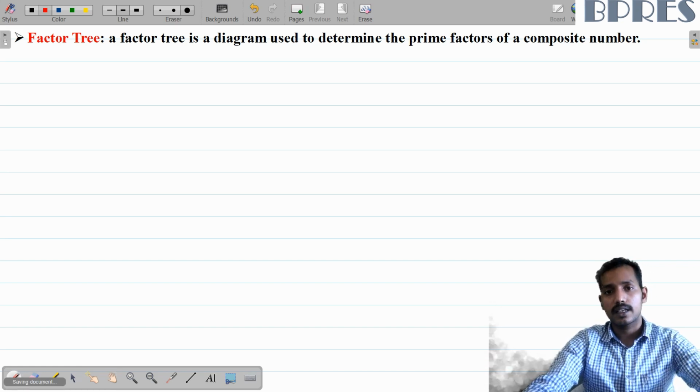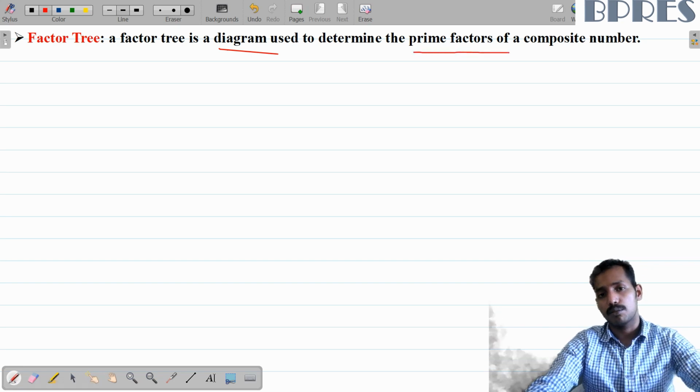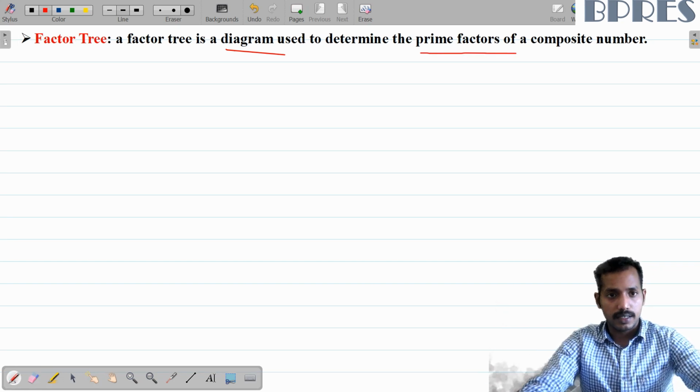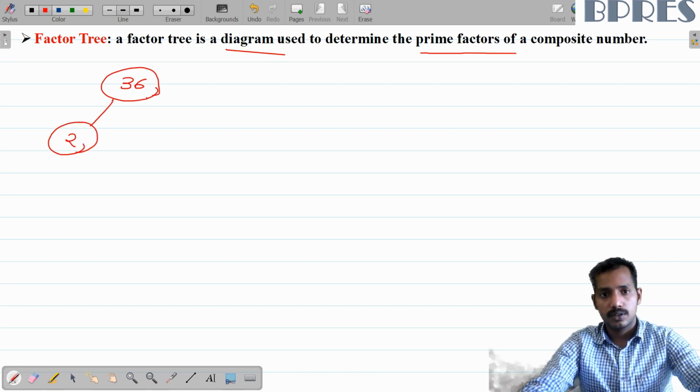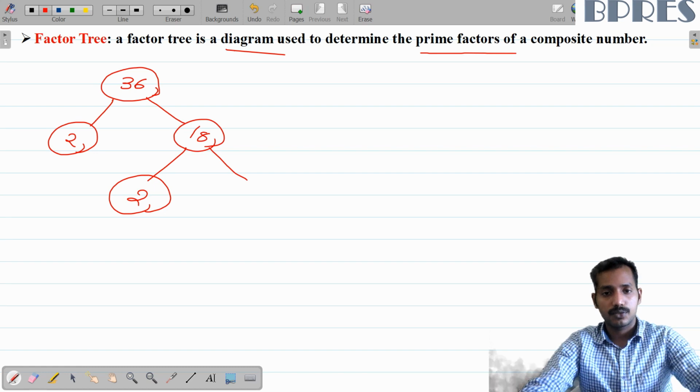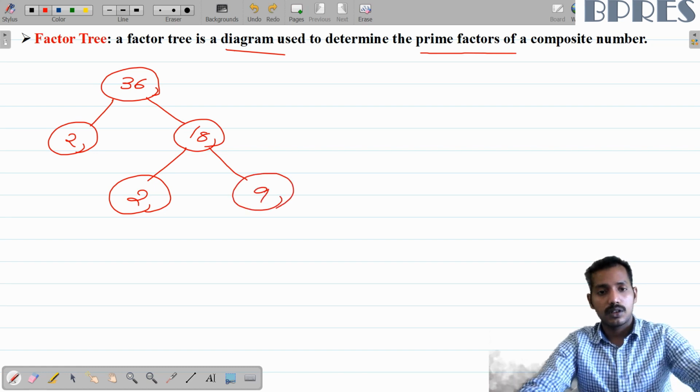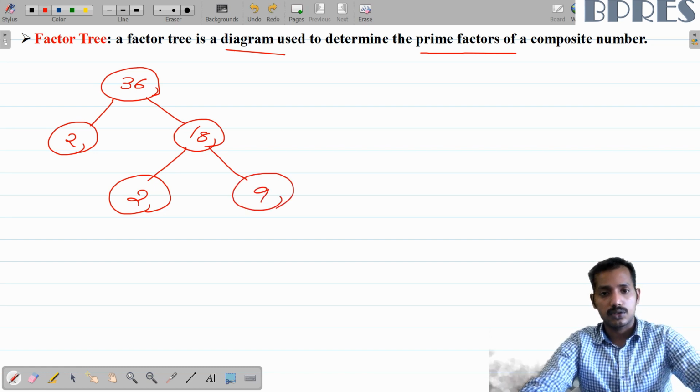A factor tree is a diagram used to determine the prime factors of a composite number. Let's take an example like 36. 36 divided by 2, because 2 is a prime number, we will get 18. Then divide 18 again by another 2, we will get 9. Now 9 is an odd number, so let's go for the next prime number, which is 3, so we will get 3 here also.